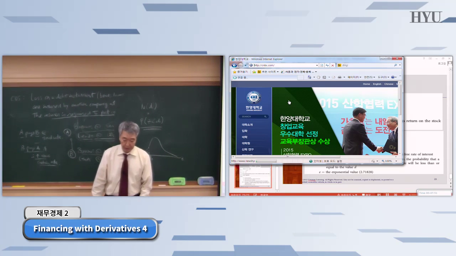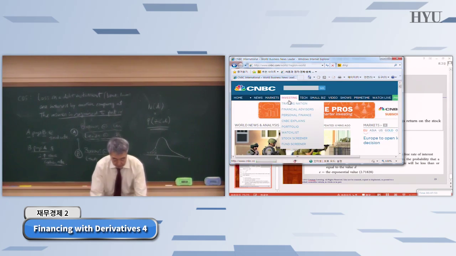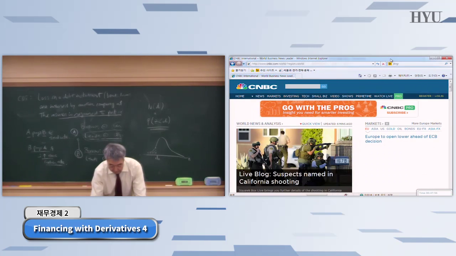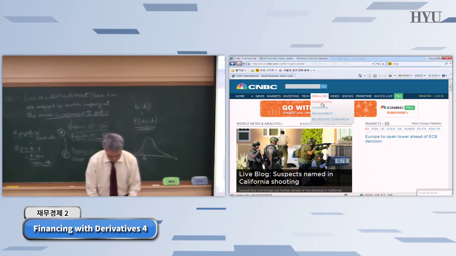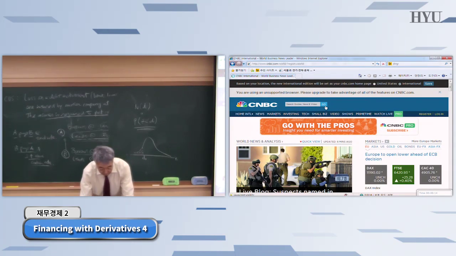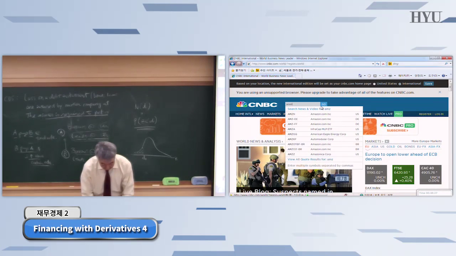Of course, there are many other sources of option quotation, right? If you just type any symbol here, Amazon. Oh, what happened? Unsupported browser. God, this is crazy. AMZN.